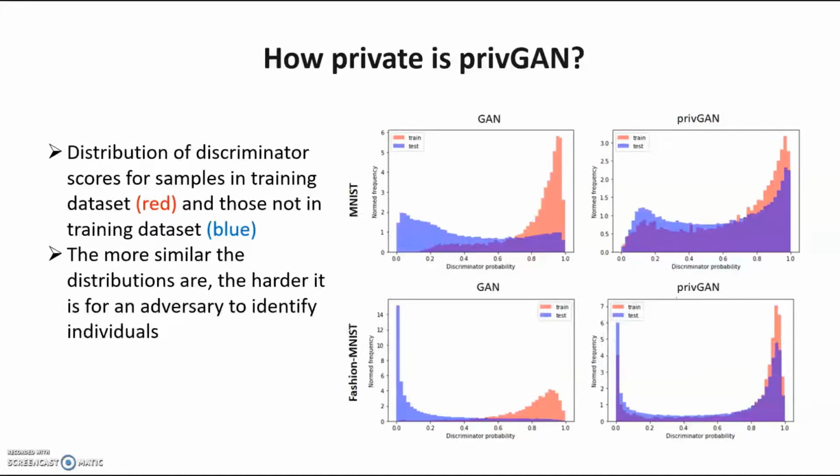So how private is privGAN? Coming back to our previous example, on the same data sets where we showed that the non-private GAN horribly overfits to the training set, privGAN has multiple discriminators, so we choose one of the discriminators at random, and we perform the same experiment, and we show that the difference between the distributions, blue and red, is much smaller. So the discriminator scores for samples that were in the training set versus samples that were not in the training set are very small in the case of privGAN. So an attack that relies on the use of such scores would be very ineffective.